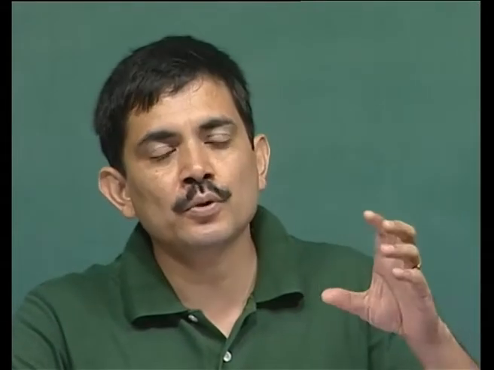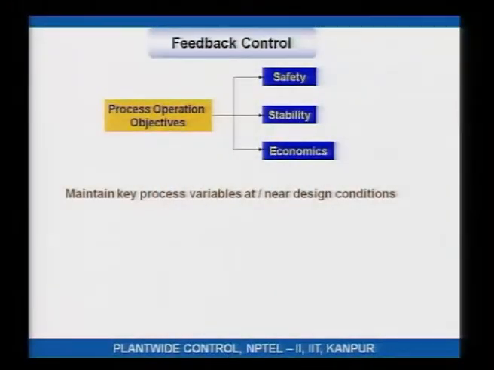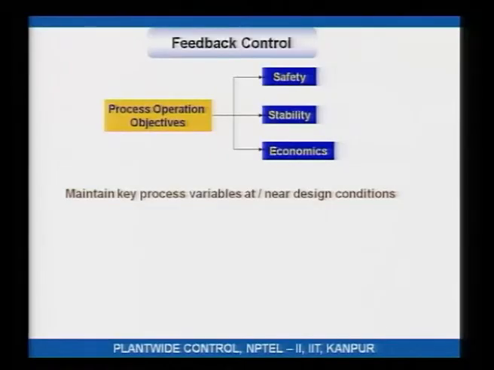Okay. Now, in order to maintain key process variables near design conditions: the variable may go away from its design condition because certain inputs to the process changed, there are certain disturbances and so on and so forth. Now, in order to maintain it at its desired value, you can change some inputs. So, if the reactor temperature is increasing, well, increase the cooling of the reactor if it is an exothermic reaction, and the increased cooling will bring the reactor temperature back to its set point. So, this is the basic idea behind feedback control.